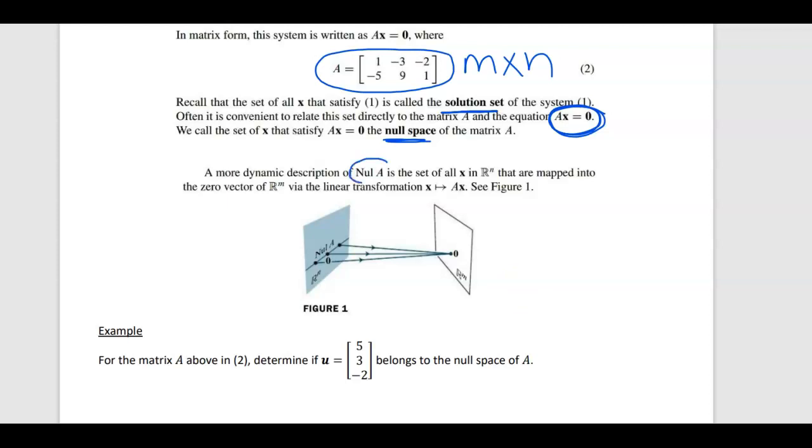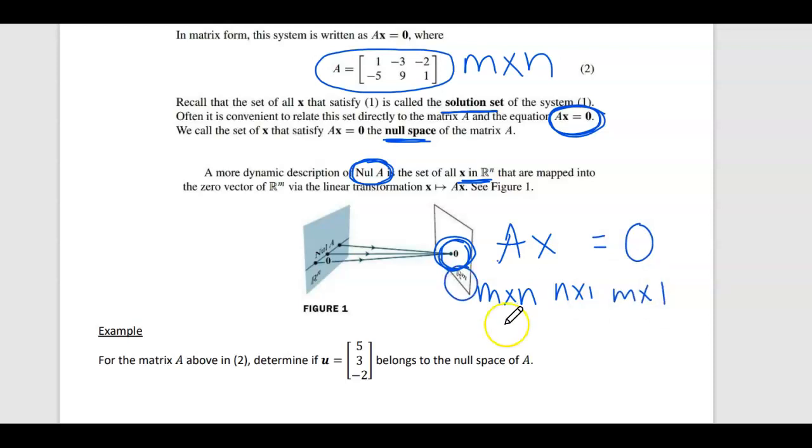So we call it null A, and it's the set of all x vectors in Rn that take A and map it to the zero vector of Rm. Because x is in Rn, if we take Ax, and this is an m by n, and x is an n by 1, then our zero vector is going to be an m by 1. So that's why this is going to be in the Rm space.